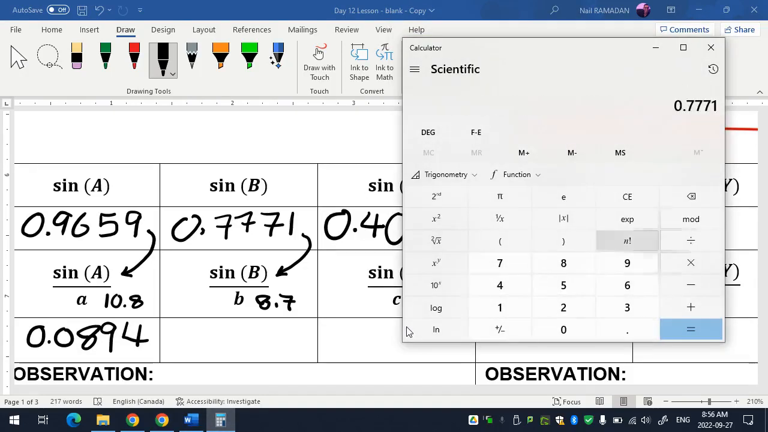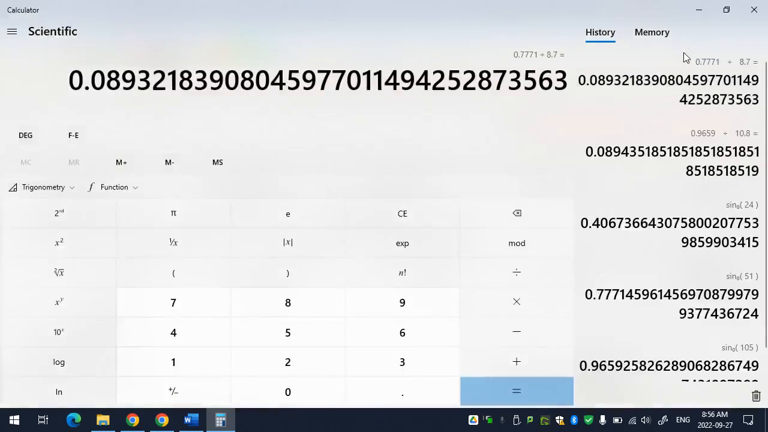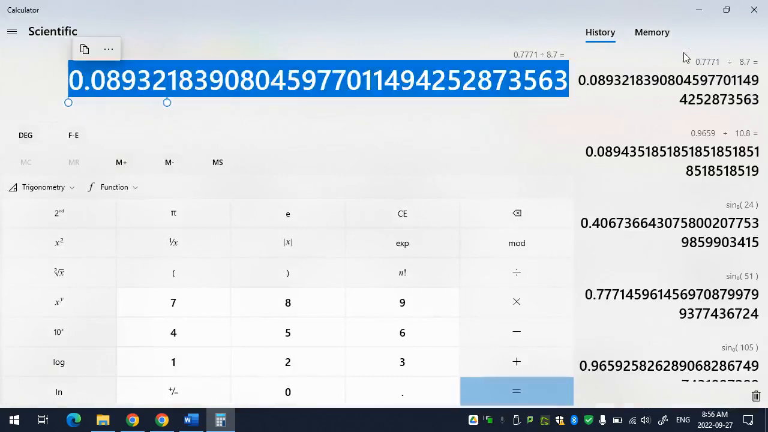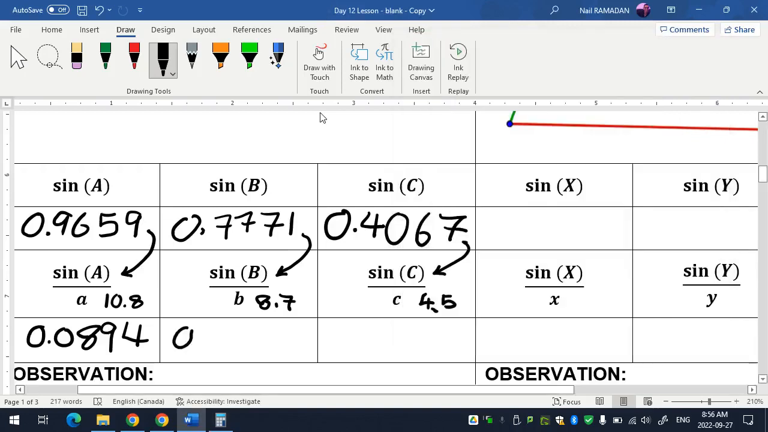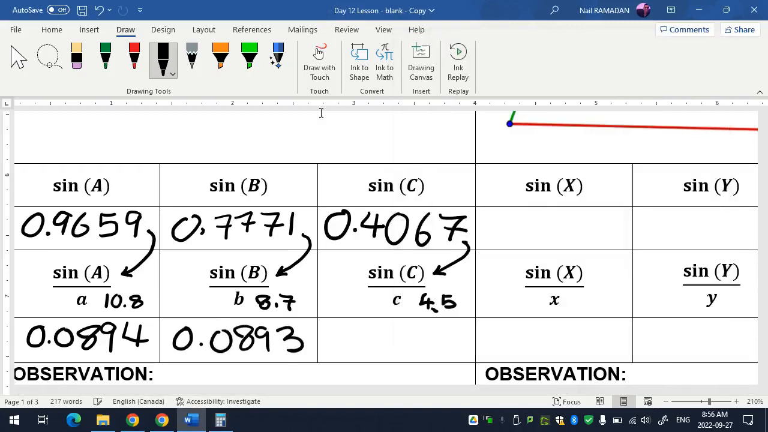All right, let's do this one. 0.7771 divided by 8.7. 0.0893, because the 2 doesn't do anything. So point 0.0893. What do you notice about those 2 values? Are they almost the same? All right, let's see what the third one says.